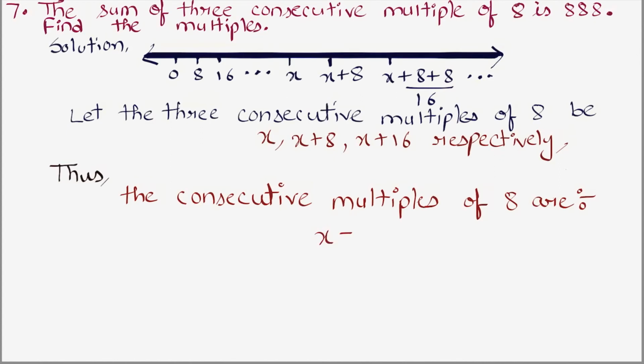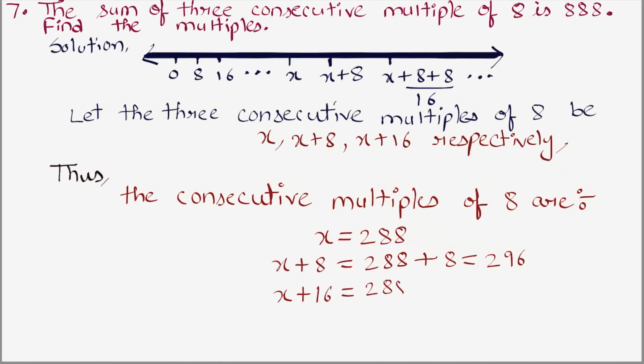Thus we can say the consecutive multiples of 8 are x is equal to 288. In order to get the next consecutive multiple of 8, 288 plus 8, which is nothing but 296. In order to get the next multiple after 296, we have x plus 16, which is nothing but 288 plus 16, which is nothing but 304. So we have 288, 296 and 304 as three consecutive multiples of 8.